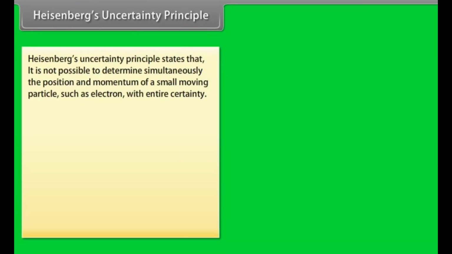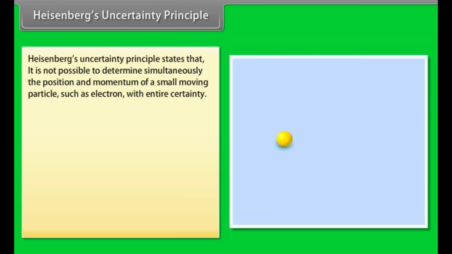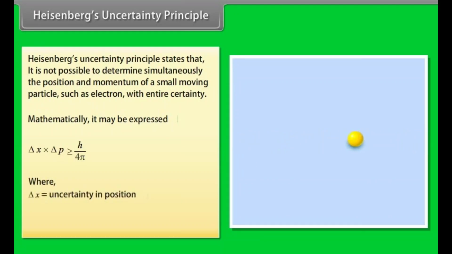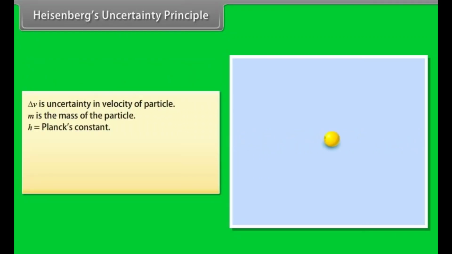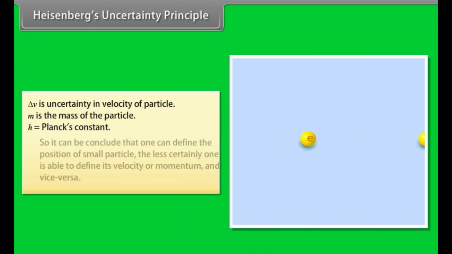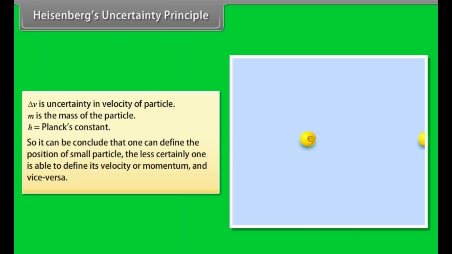Heisenberg's uncertainty principle. Heisenberg's uncertainty principle states that it is not possible to determine simultaneously the position and momentum of a small moving particle, such as an electron, with entire certainty. Mathematically, it may be expressed as delta x into delta p greater than or equal to h by 4 pi, where delta x is the uncertainty in position, delta p is the uncertainty in momentum, equal to m delta v. Delta v is the uncertainty in velocity of the particle, m is the mass of the particle, and h is Planck's constant. So, it can be concluded that the more certainly one is able to define the position of small particles, the less certainty one has in defining their velocity or momentum, and vice versa.